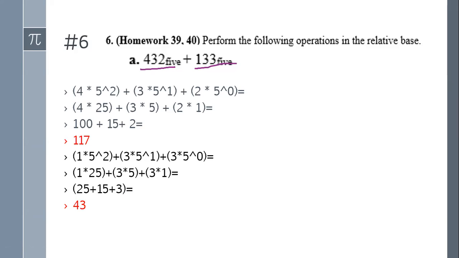But are we done yet? No. Now we have to add them together because that's what the operation up here said to. So now we have 117 plus 43, and the answer to the problem itself is 160. See, it wasn't too hard. A lot of writing down to do, but pretty simple to get there.